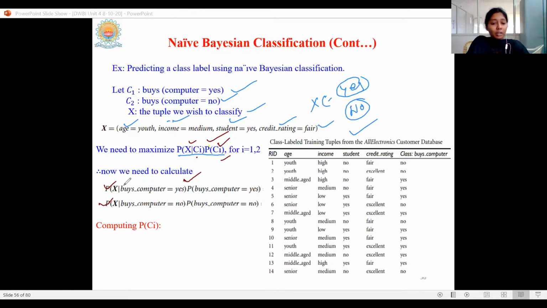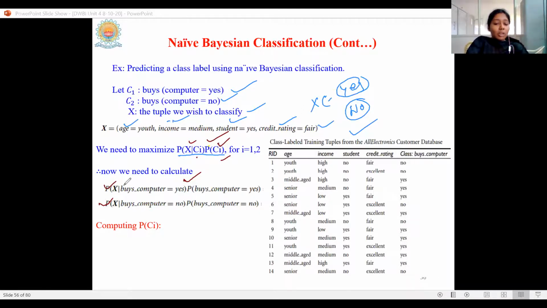Is it clear up to this point? Yes, ma'am. Okay. So first we need to calculate these two things: P(X|buys_computer=yes) and P(buys_computer=yes). How do we calculate that? There is a formula for that, right? How to compute that?